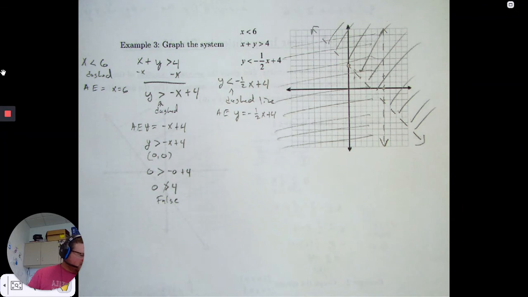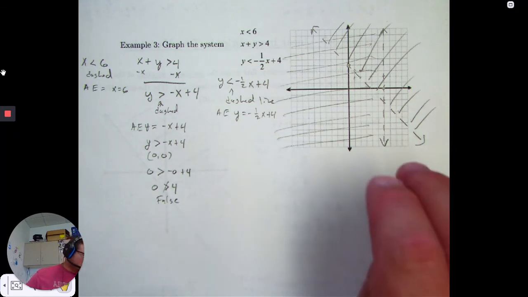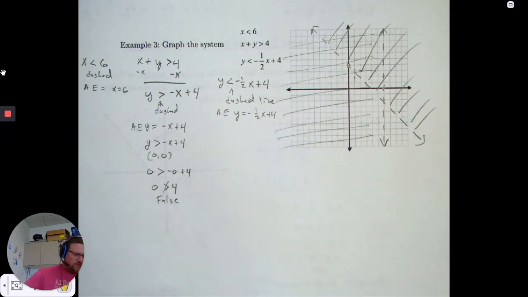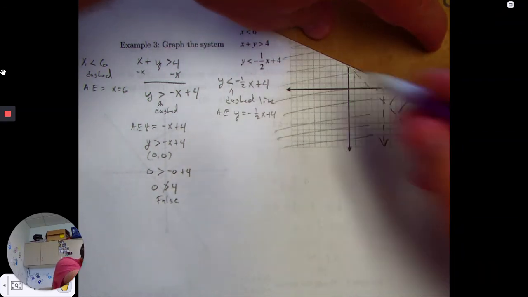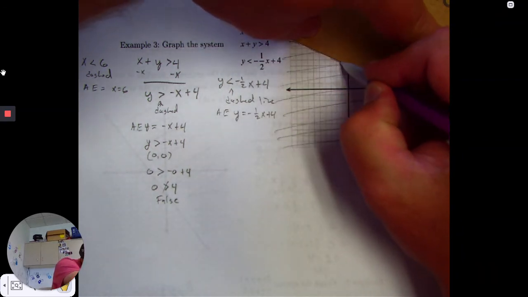Okay, so now at this point we have this third equation. And what we need to do at this point is test another one. Oh, we didn't draw our line in yet, sorry. So we have to draw in this third line. And again, it's dashed.